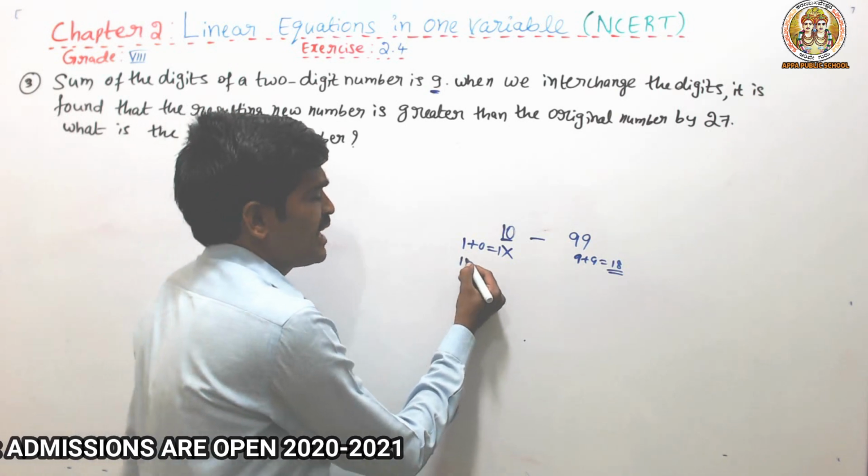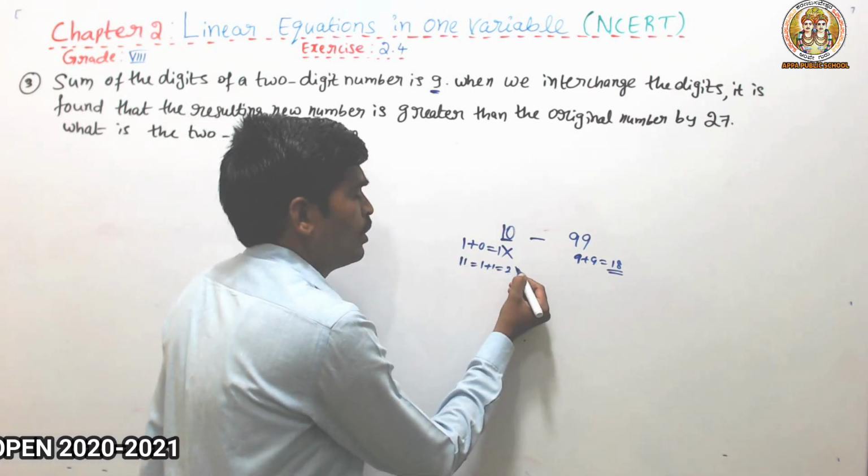Similarly, my dear students, you can try with 11. 1 plus 1, it will be 2. It is also not possible.